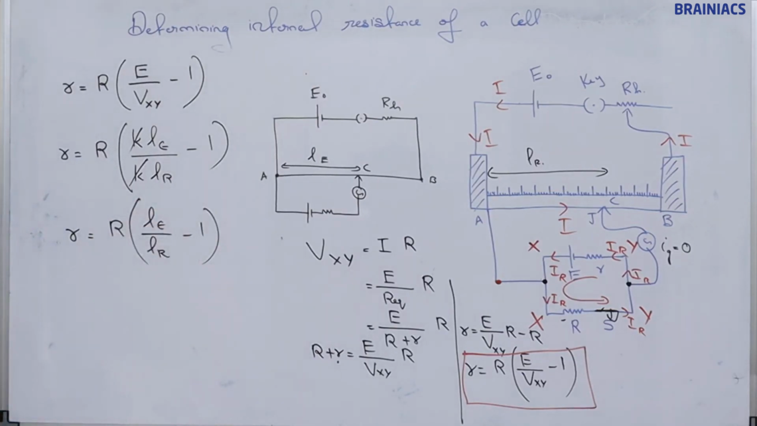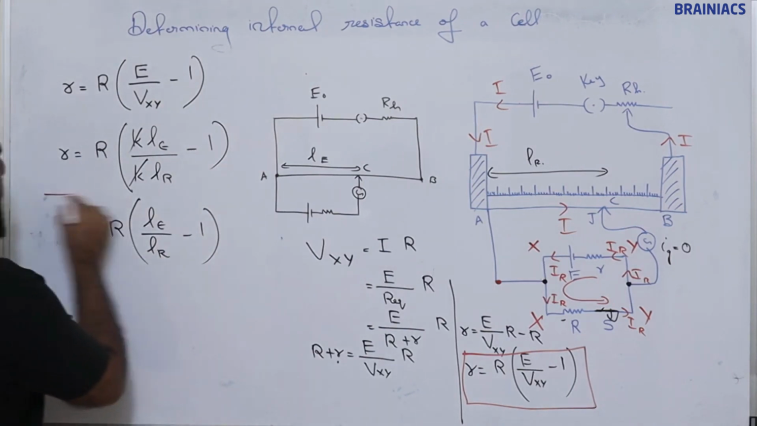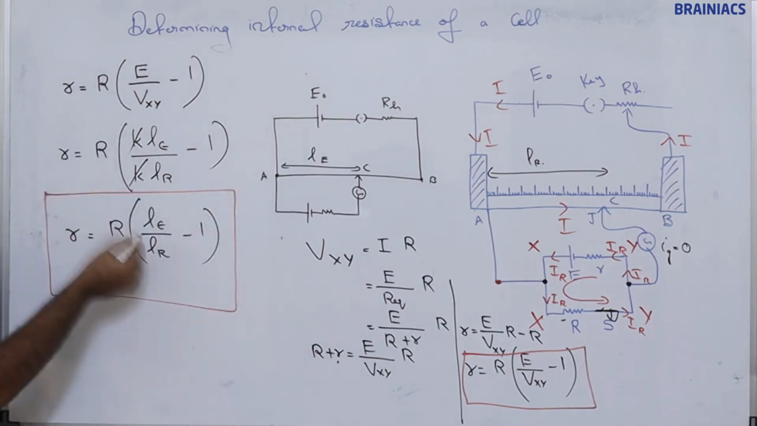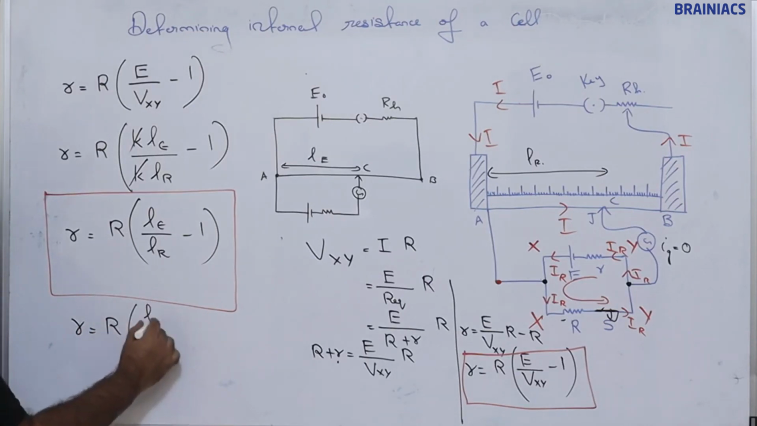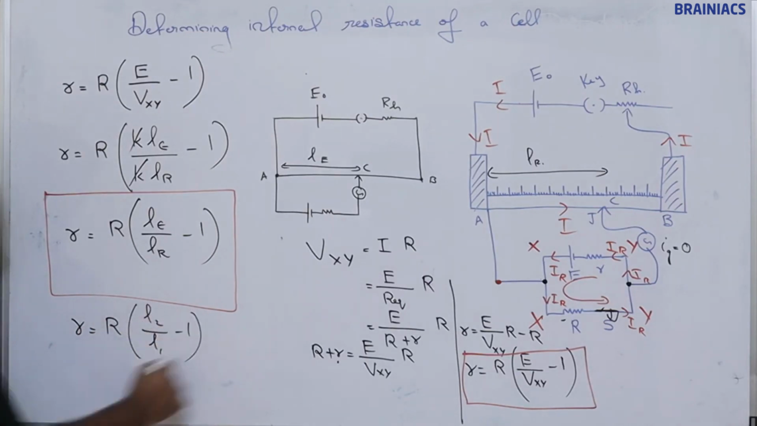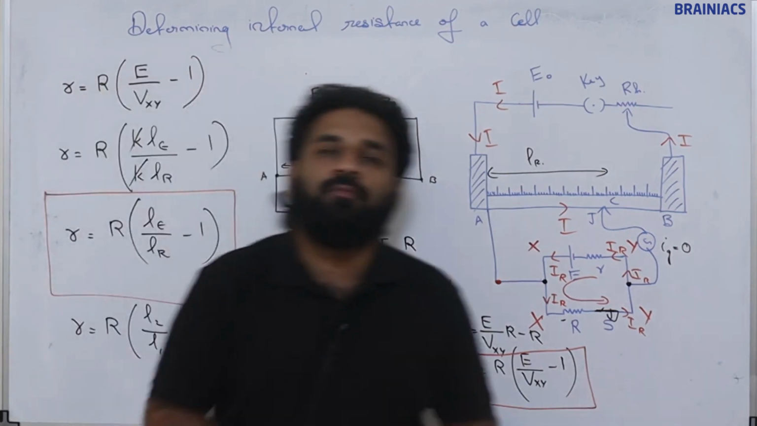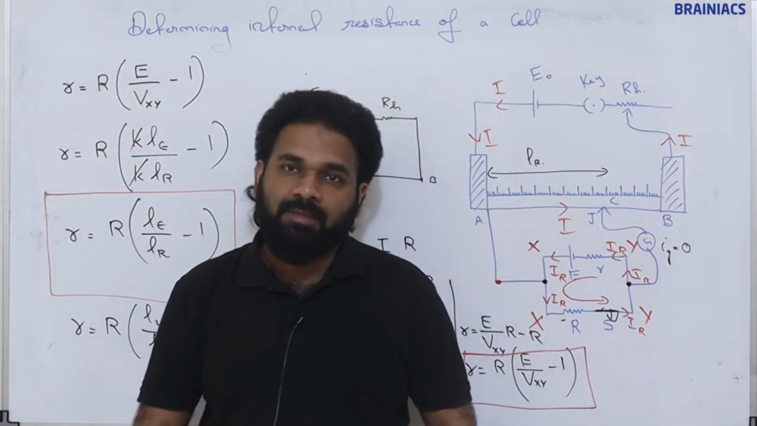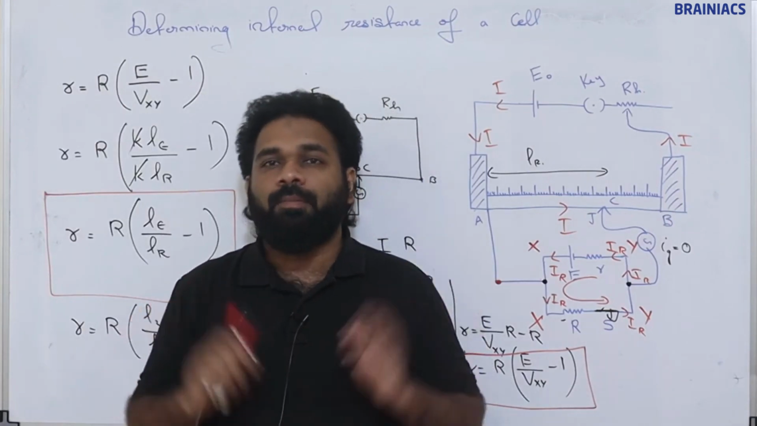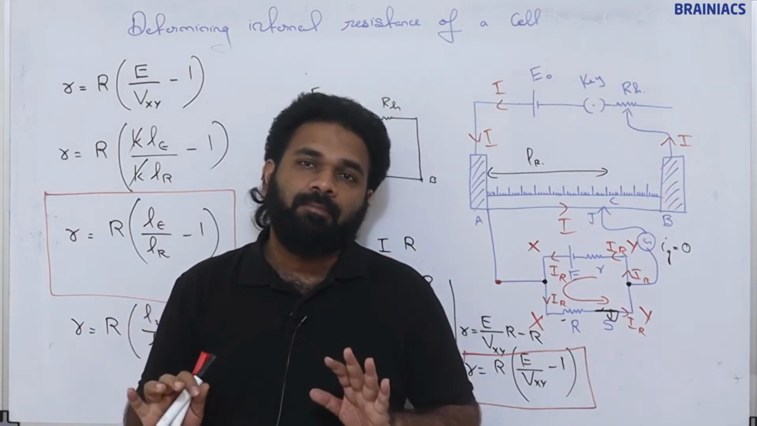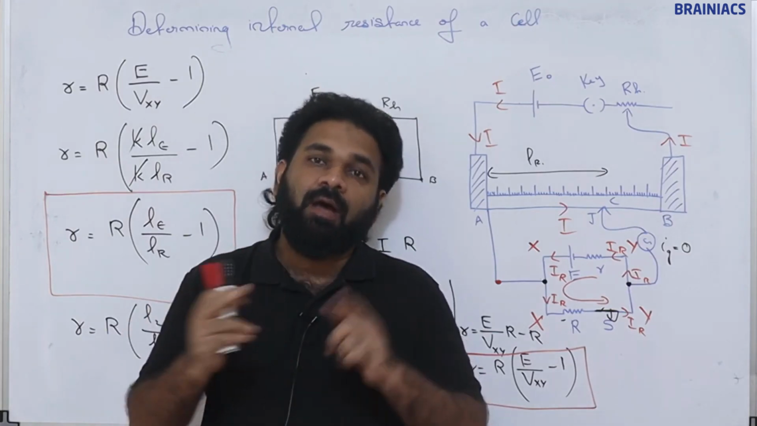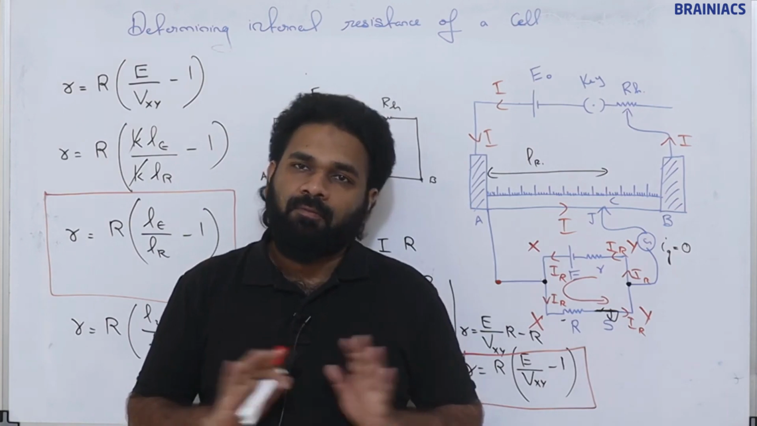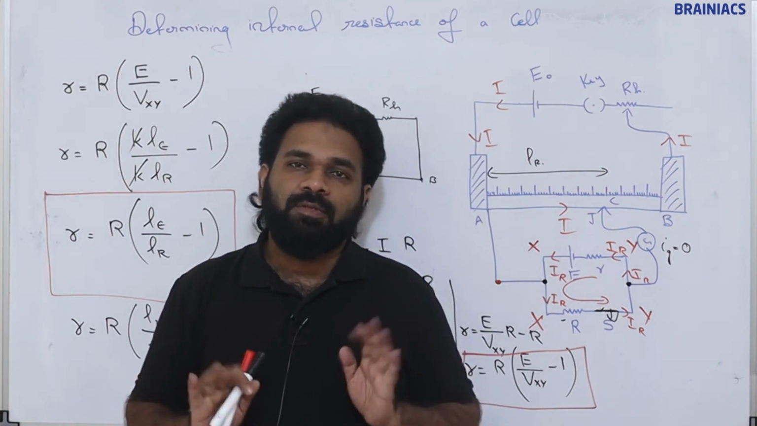This is the concept to calculate the internal resistance of a cell. Anything we can put here. If you want you can put L1 by L2, that is also fine. So your wish: R into L1 by L2 minus 1. But here just mugging up the formula will put you in trouble. That is the main problem. We need not mug up. Understand the things and study. Even when you remember the formulas, we should have the concepts in mind. Very simple.